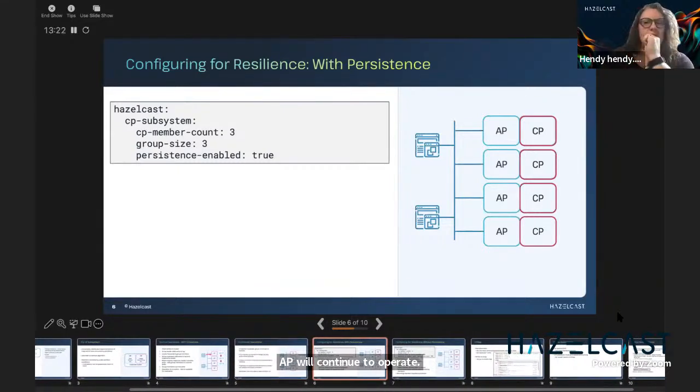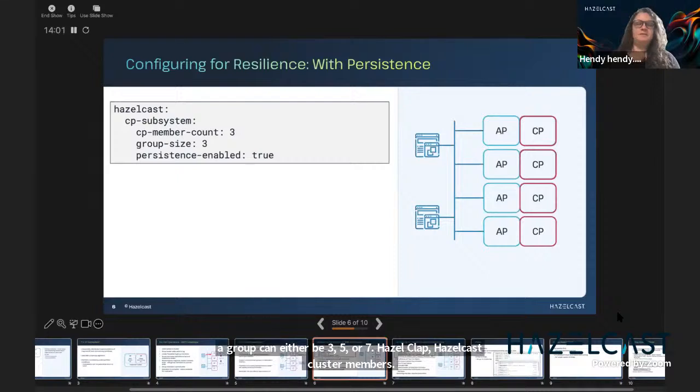So that 4th cluster member, let's talk about that guy for a second. When you set up a cluster, all of your cluster members should have the same configuration. So if I have a cluster of 4 members, I have choices here. Choice number 1 is to say my CP subsystem will start when I have enough members to form a group. And a group can either be 3, 5, or 7 Hazelcast cluster members. In this case, it's going to be 3.